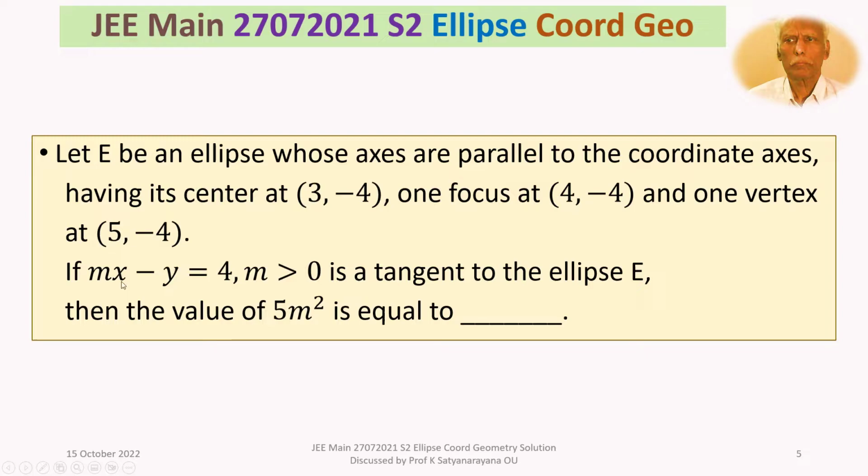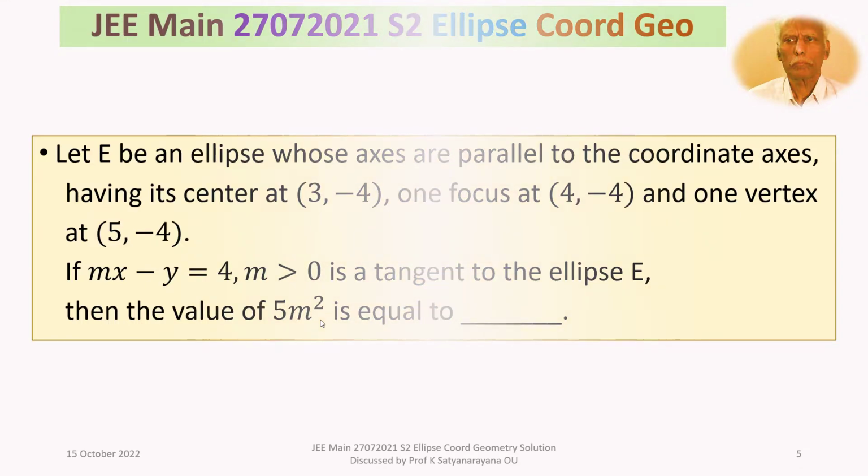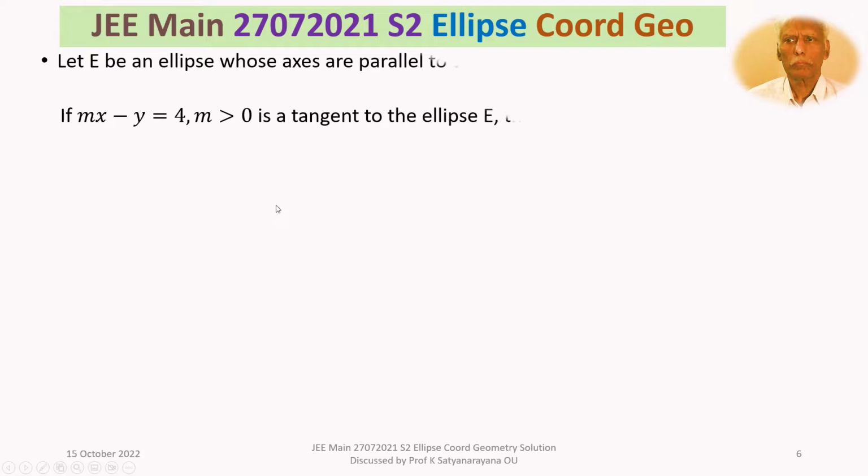And it is further given mx - y = 4 is a tangent to the ellipse. Required to find the value of 5m². Let's now discuss the solution of the problem in detail. So that's our problem.